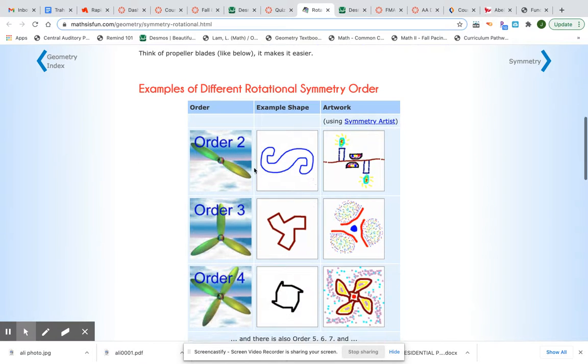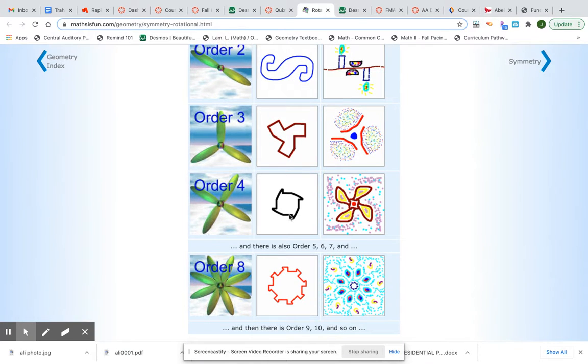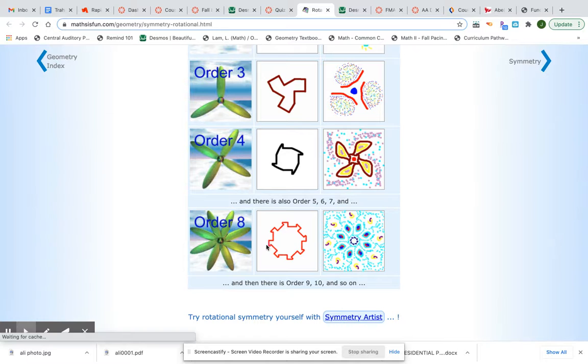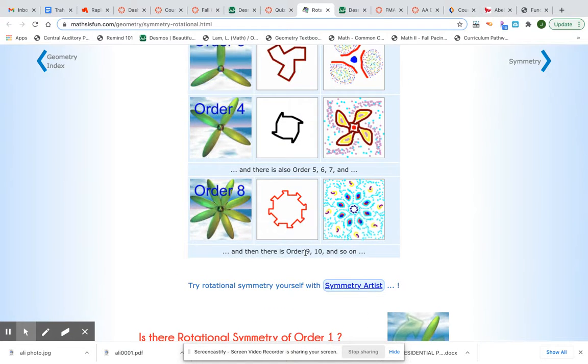Here's some more examples. This is the order of 2 we just saw. There's the order of 3 that we just saw. Here's the order of 4. So you can see how many congruent pieces you're looking at, and that will tell you the order that you're going to see. This one has 8 pieces, so you're going to have an order of 8. Now to find that angle of magnitude, or the angle of rotation, you just divide that order into 360.